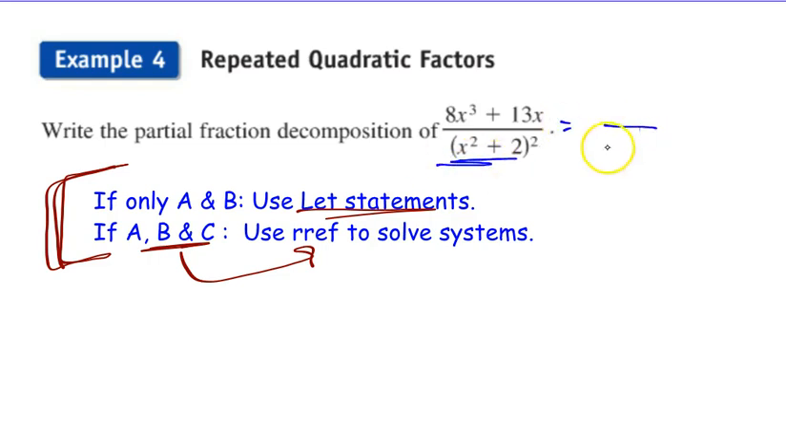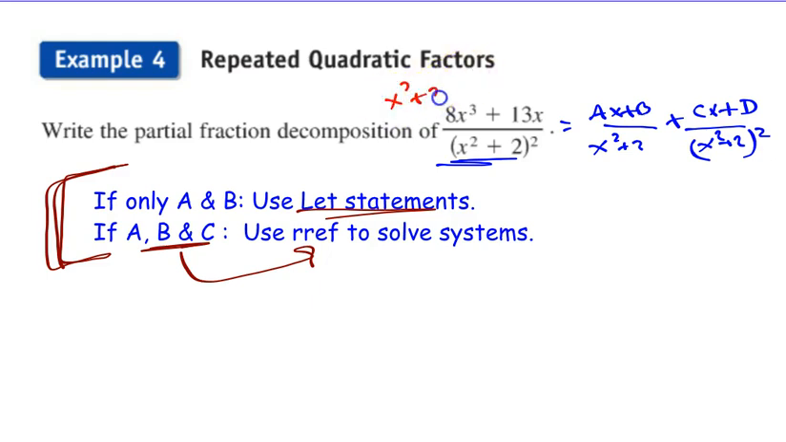I would set this equal to x squared plus 2 and then x squared plus 2 quantity squared. This is not the product of the linear factors, so this is ax plus b. This would be cx plus d. Then I'm going to multiply both sides by the common denominator. Hopefully a lot will cancel.